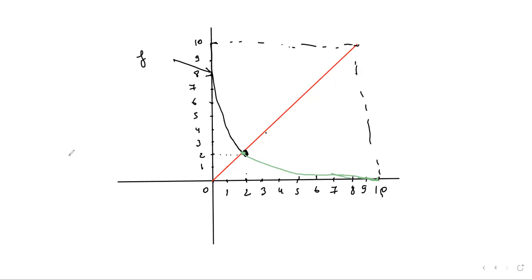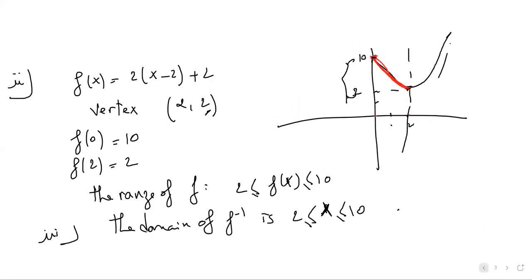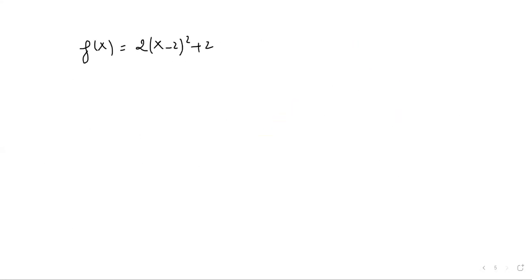Now after that, they ask you to find the expression of f negative 1. So I know that f(x) is equal to what? I will use the expression that I got: 2 times (x minus 2) squared plus 2. Let me verify. Yeah, it's that expression.